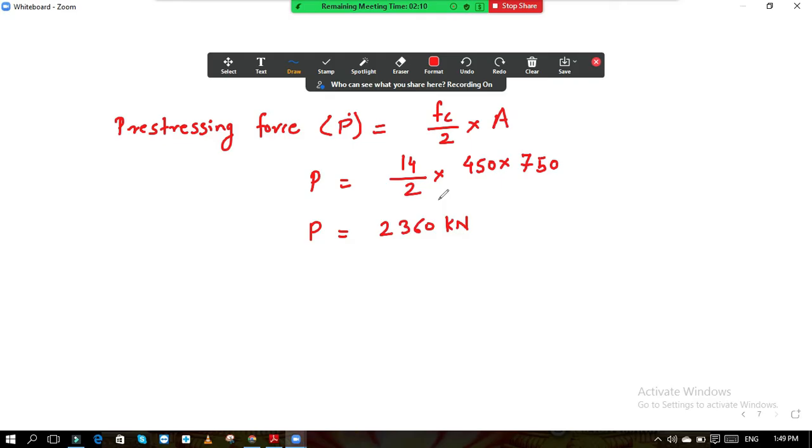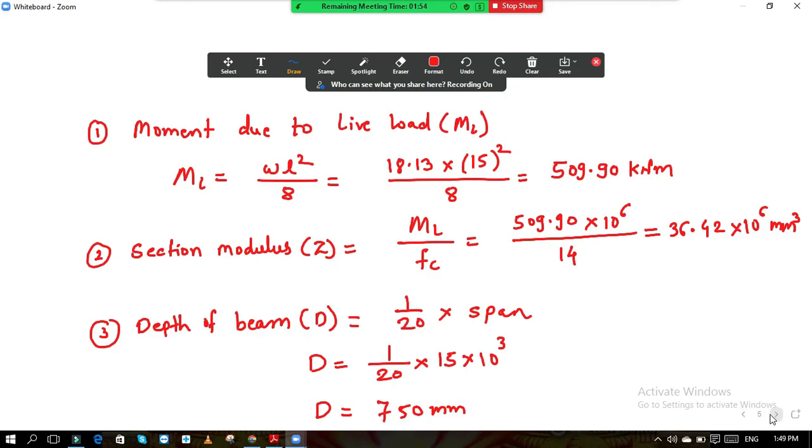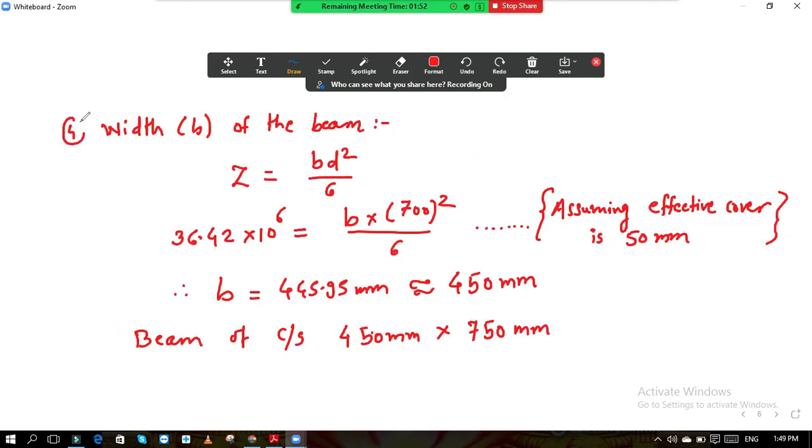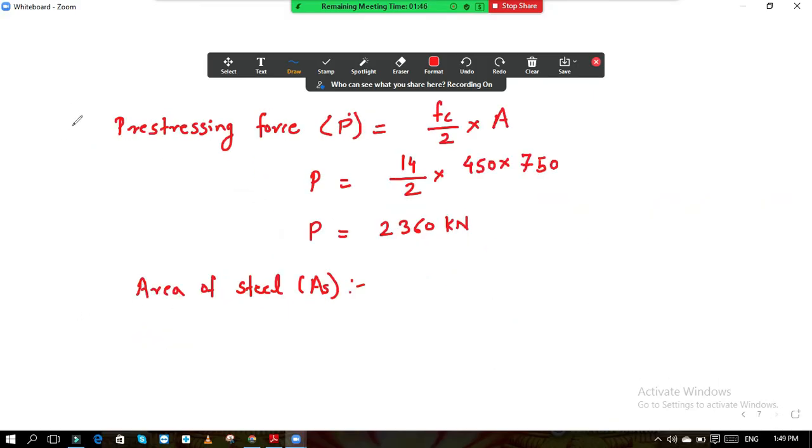Calculate the area of steel AS. So this is step number 3, this is your step number 4, this is your step number 5, and this is your step number 6. Area of steel AS, or AST you can say.